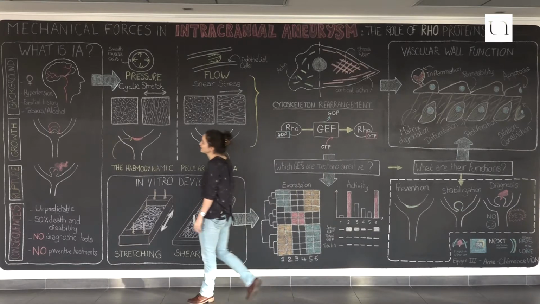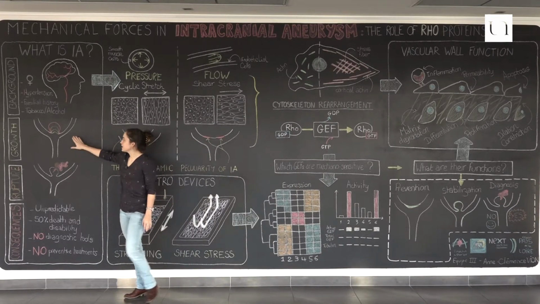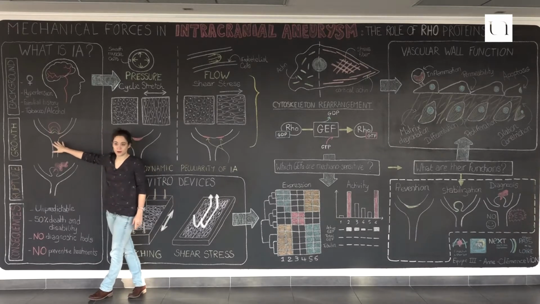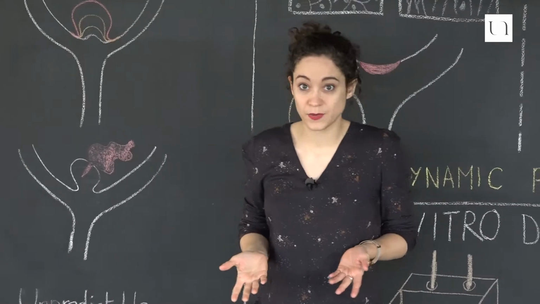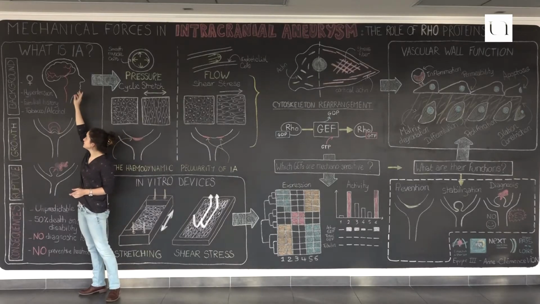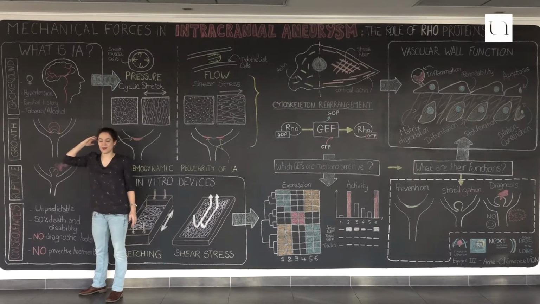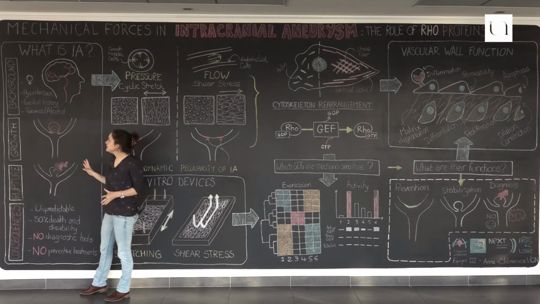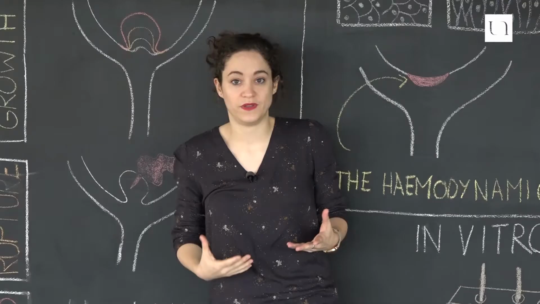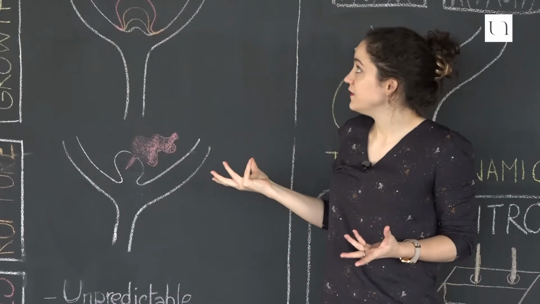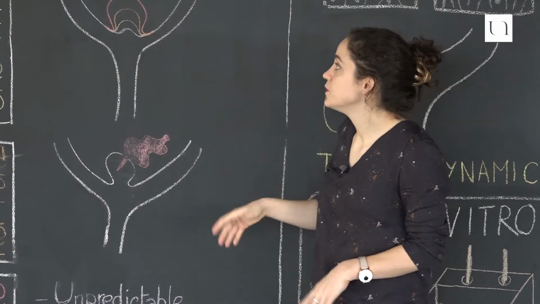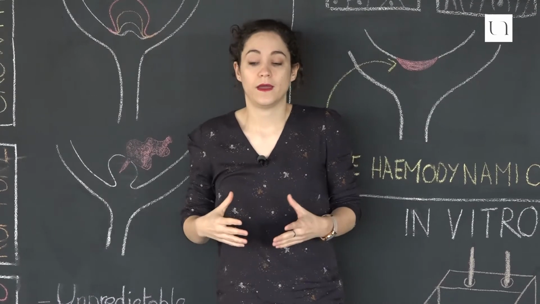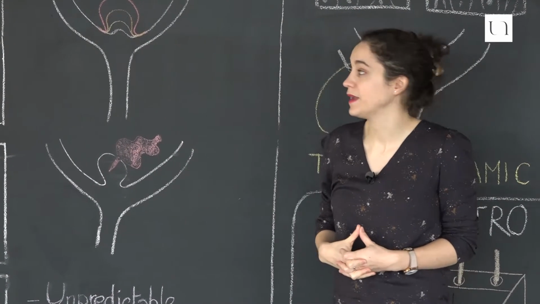So first, what is intracranial aneurysm? It's a local dilation of the vascular wall that occurs preferentially at a bifurcation of cerebral arteries, at the circle of Willis, at the base of the brain. And this pathology usually develops upon hypertension or with aging. There are other risk factors, such as being a woman, unfortunately. Also, smoking and alcohol increase the probability of having intracranial aneurysm.